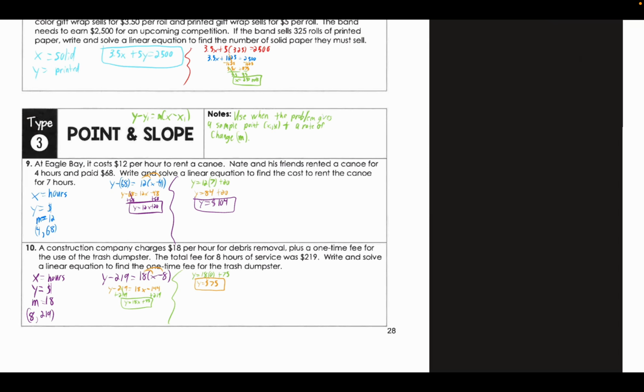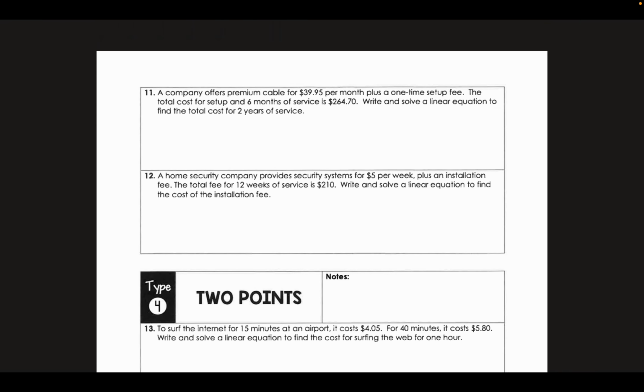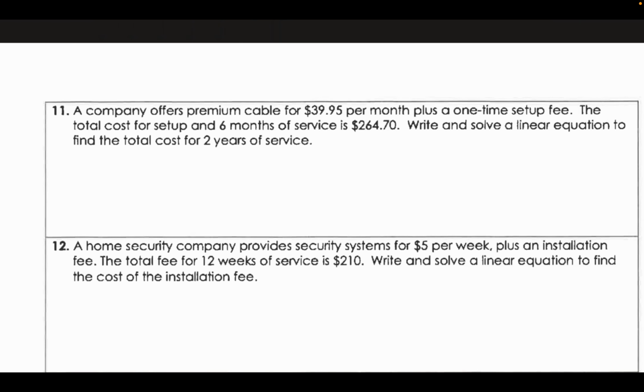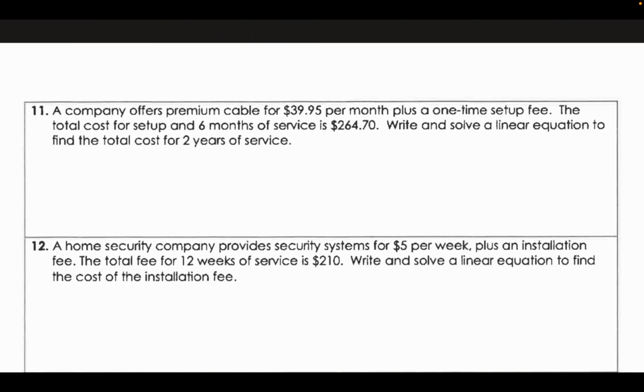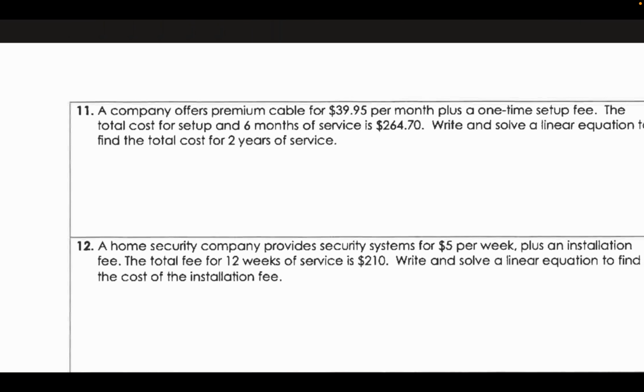Moving on to our third problem using point slope form. A company offers premium cable for $39.95 per month, plus a one-time setup fee. Companies are notorious for setup fees there. A total cost for the setup and 6 months of service is $264.70. So this is our ordered pair, and it tells us the two variables are 6 months and $264.70. So x would be our months here in this case, while y is our money that we're spending. And so this ends up being a slope, I should say, of $39.95 for every single month.